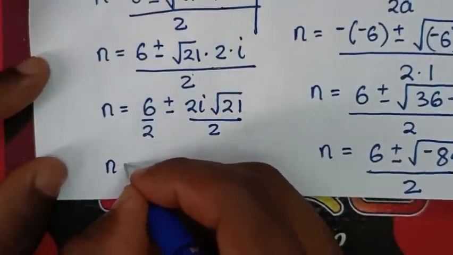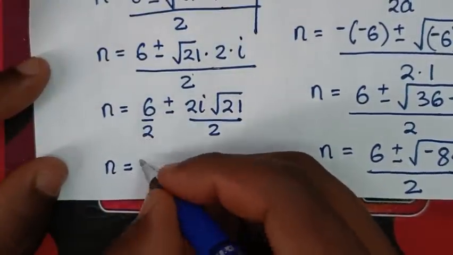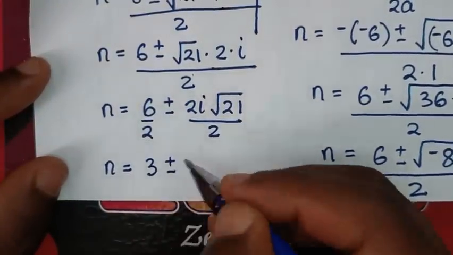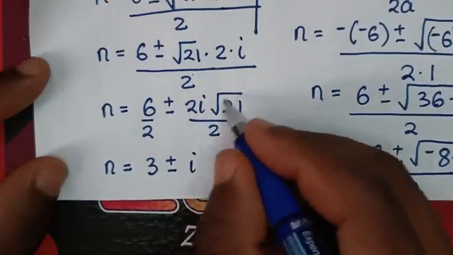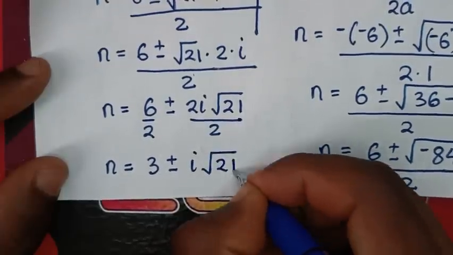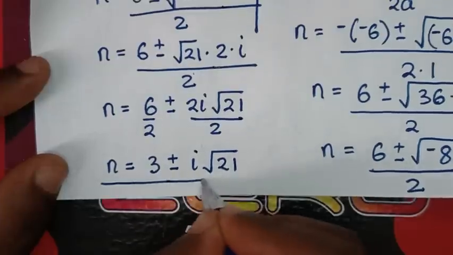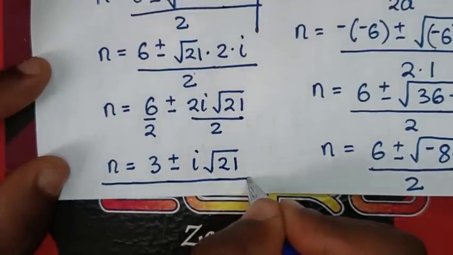So n is equal to 6 divided by 2, which is 3, plus or minus 2i divided by 2, which is i, then the square root of 21. So from here we have two complex solutions.